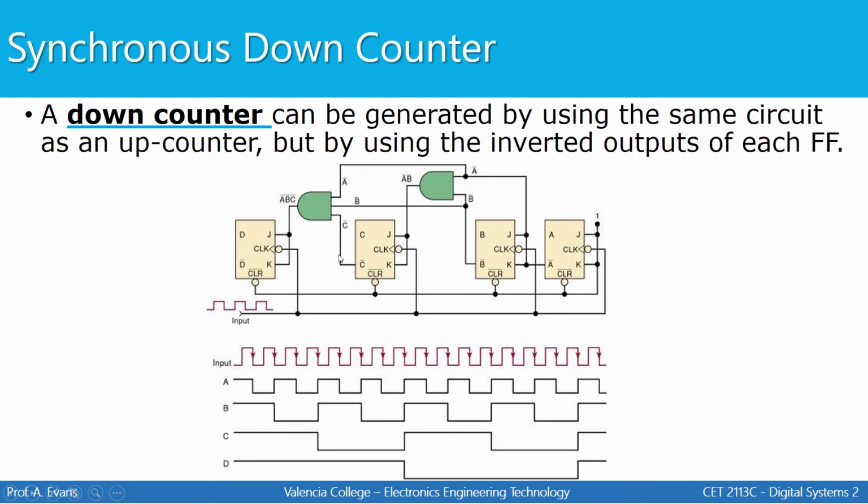If you look at the waveforms for a down counter, it'll look like this below, where the output of each flip-flop will begin at 1, 1, 1, 1, and then it will begin to count down from 15 down to 0. You can see that it'll continue to count down until this point right here. Here's where it's 0, 0, 0, 0, and then the reset point occurs right there. So that's how we can create a down counter, by using the same design as an up counter, but then connecting the inverted outputs of each flip-flop instead of using the regular outputs.